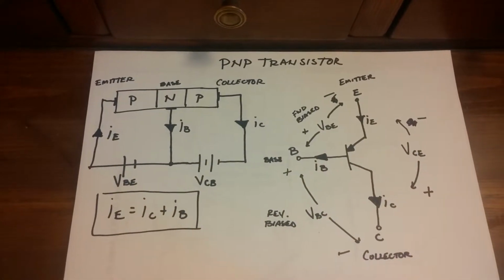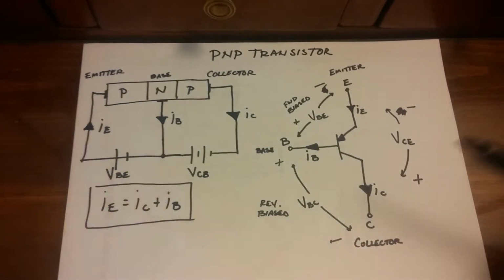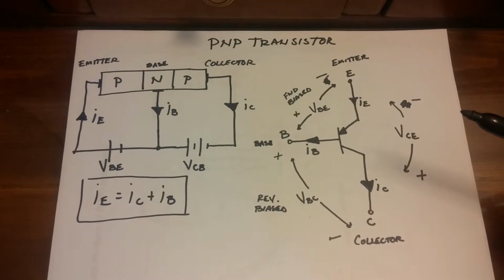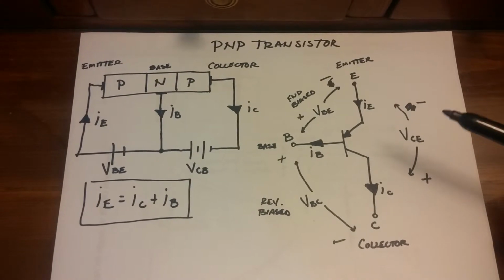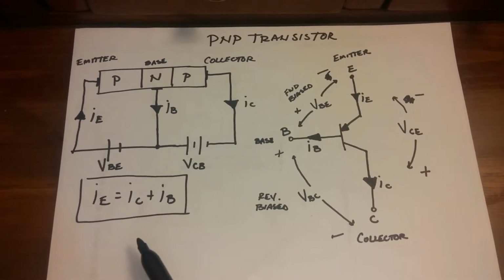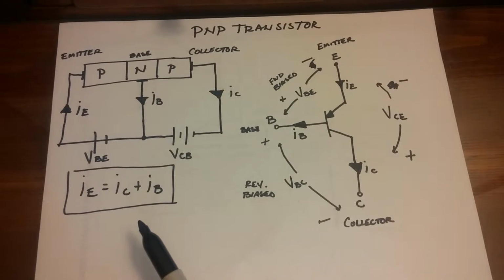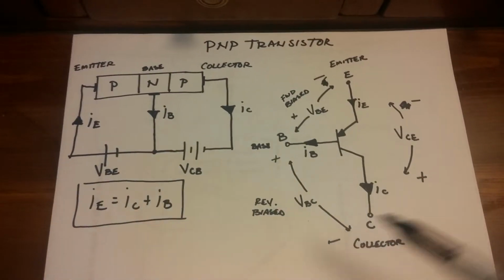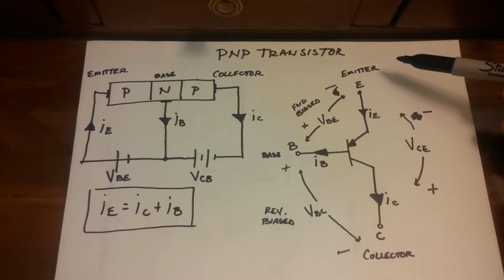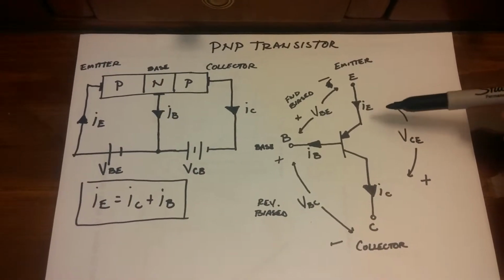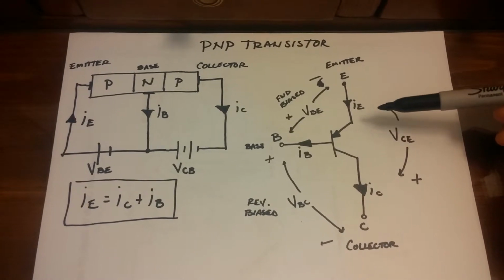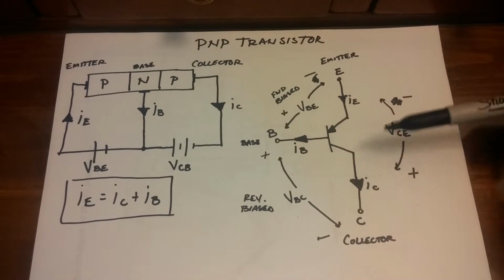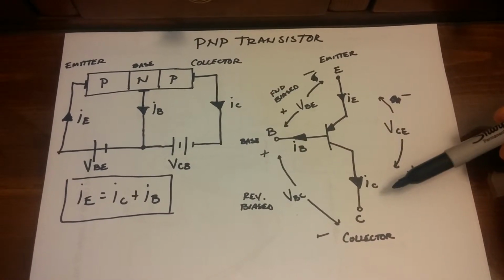So it's current coming through the emitter into the transistor and out both IB and IC. And we can see that with this little equation here. So with that being said, our current comes through the emitter, IE, and out the base, and also out our collector.